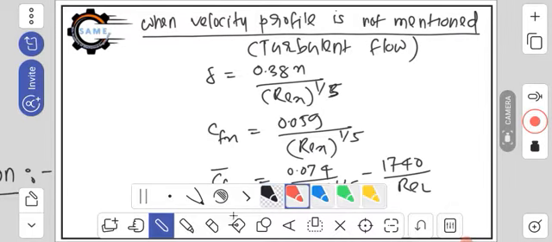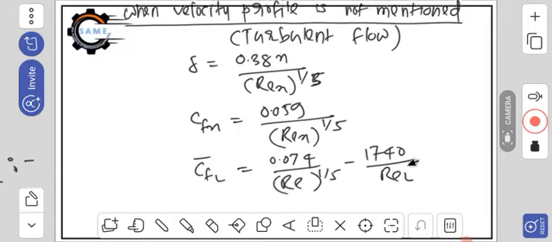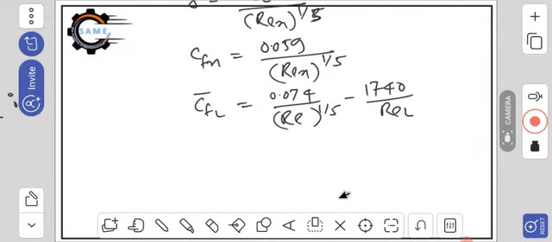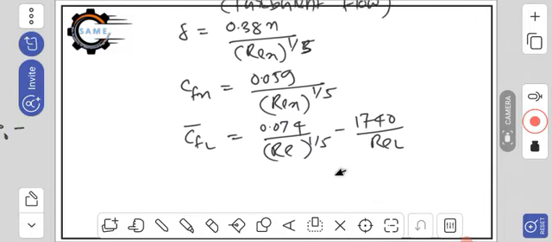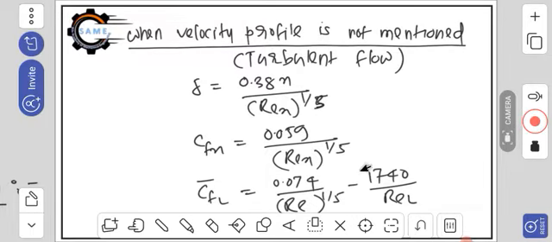Let me change the color of the pen. One more thing here: look at the Reynolds number, the local one, at the leading edge. Okay, this much is sufficient. Keep this in mind when turbulent flow is given. I know this is a little bit difficult for you to understand, but at least you have to remember this.